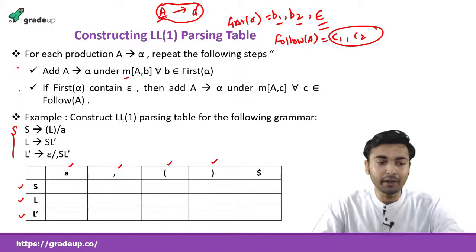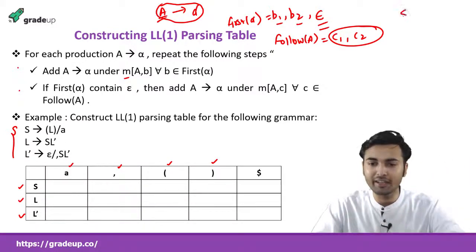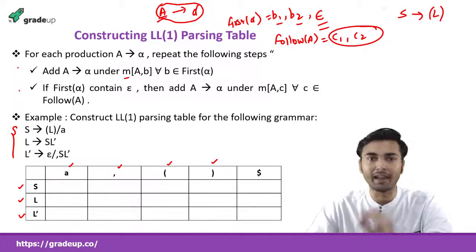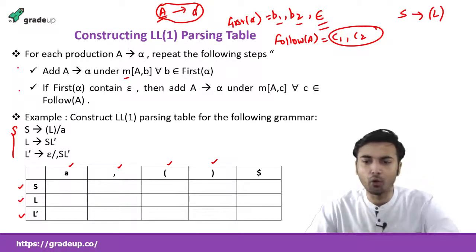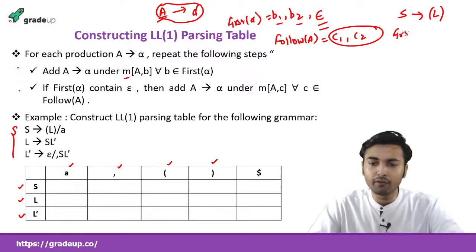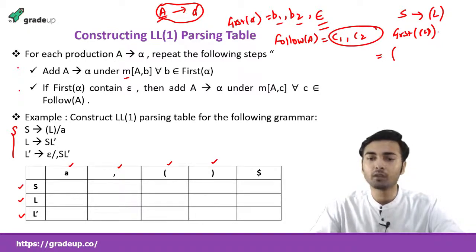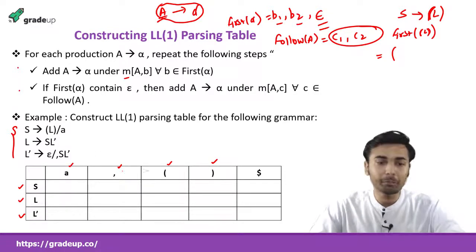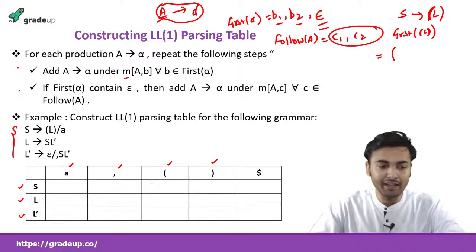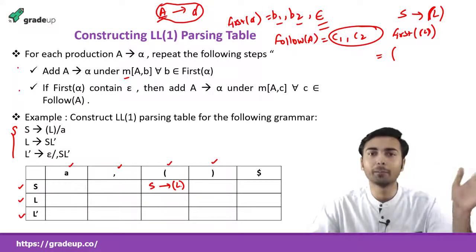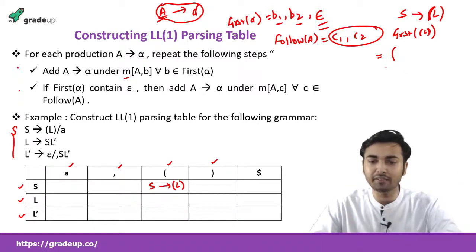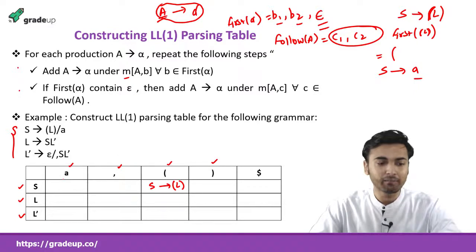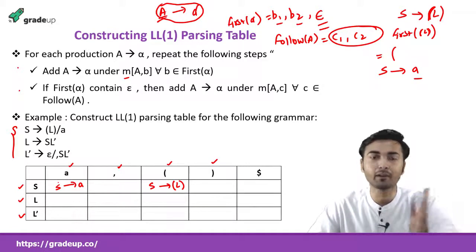So there are 1, 2, 3, 4, 5 productions. First production is S goes to opening bracket, L, closing bracket. Now, find first of this. First of opening bracket, L, closing bracket is opening bracket. There is no null, so the first point is valid. Place S goes to (L) here. Now this is over. Second production is S goes to a. What is the first of the right hand side? Small a. So place S goes to a here. I am placing in the S row only, the first row. Now these two are over.